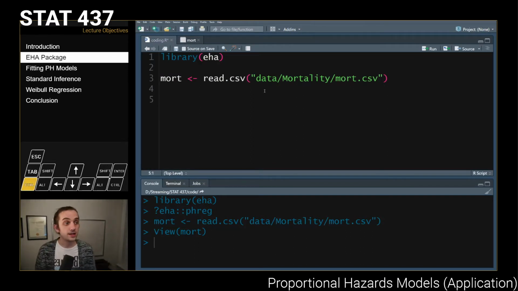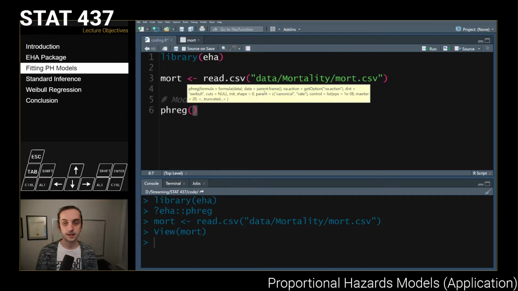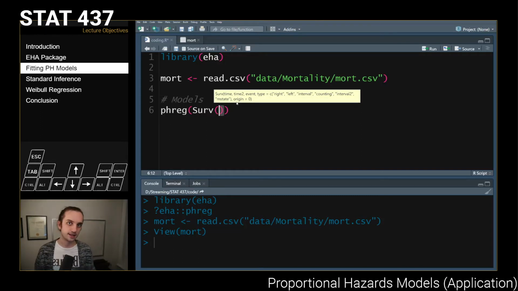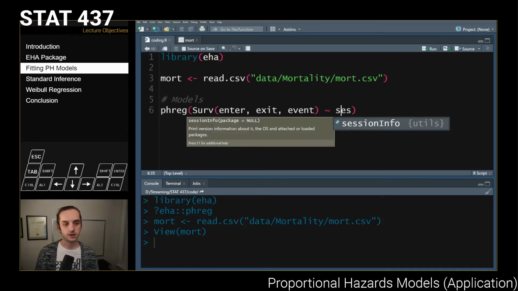But with that, we can actually begin to fit some proportional hazards models. So the general idea is that we're going to be calling phreg, and the formula is going to look a lot like it did for the survreg function. So we want to pass in a Surv object. Now, as I was just mentioning, we have those 2 times in the study. And so the Surv object can include up to 2 times, where the first time is the entry point, the second time is the exit point, and then there's the event indicator. So this is all very well formatted for this. So we would go enter, exit, and event, and we'd want to explain this with respect to the socioeconomic status.